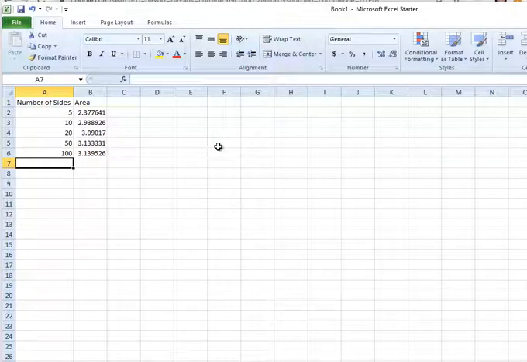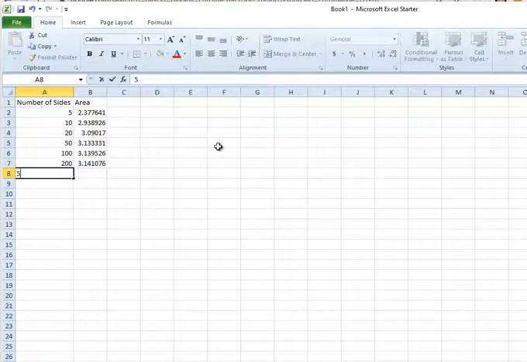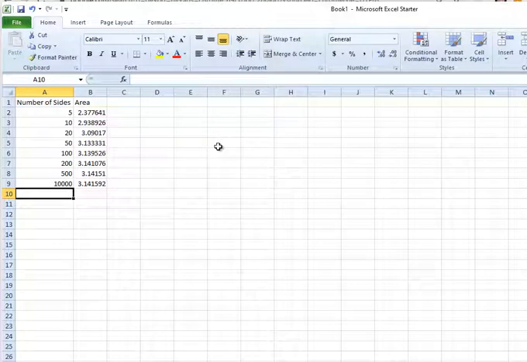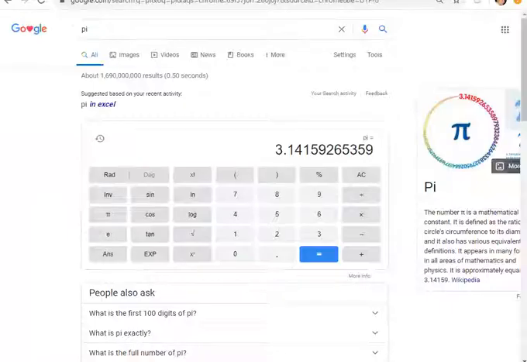Say, for example, I did 200 sides, or 500 sides, or heck, 10,000 sides. I think you're starting to get the point. The area of those shapes is almost perfectly getting this number, pi: 3.14159, and so on and so forth.